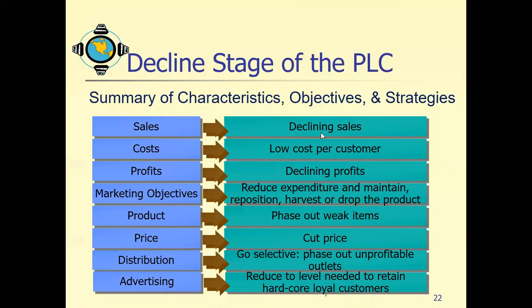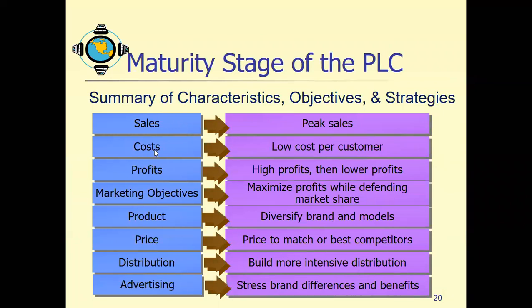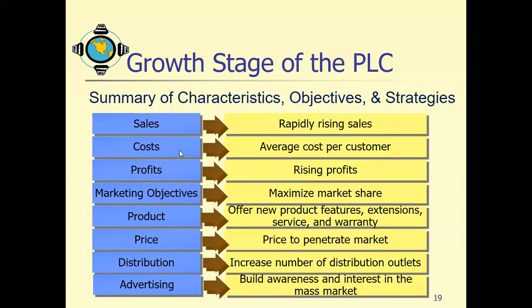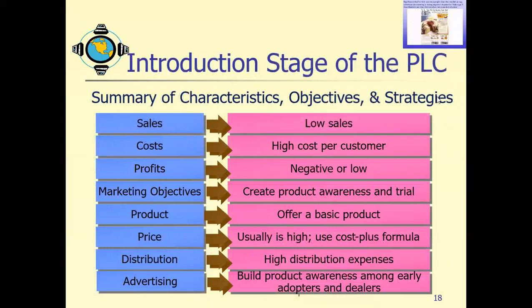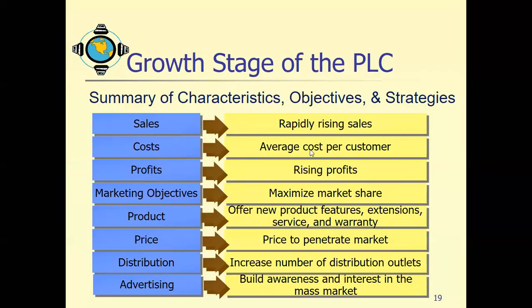Okay, accordingly in the declining stage, the cost is low, and in the maturity stage also low cost per customer. In the growth stage the cost is average cost per customer, and in the introduction stage the cost is high. So as the cost is high, there is a relationship: if the cost is high, the profit is negative or low in the introduction stage. In the growth stage, the cost will be average, and profit is rising. There is no loss, rising.